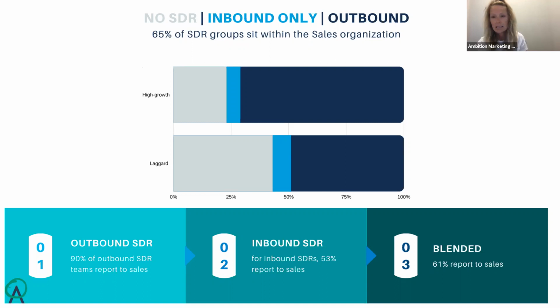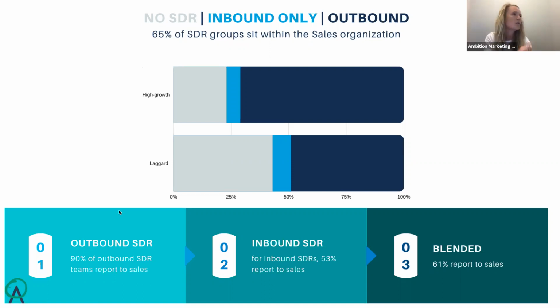If you have a blended team with reps that do inbound and outbound, either a blended approach, or you have both inbound and outbound reps, 61% of those report to sales. So when you look at all that together, 65% overall do roll up to sales, but you may run across SDR teams that roll up to marketing or somewhere else.